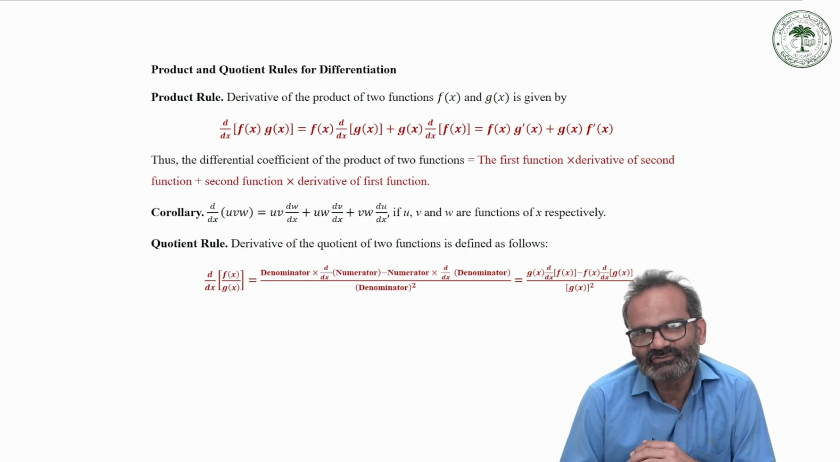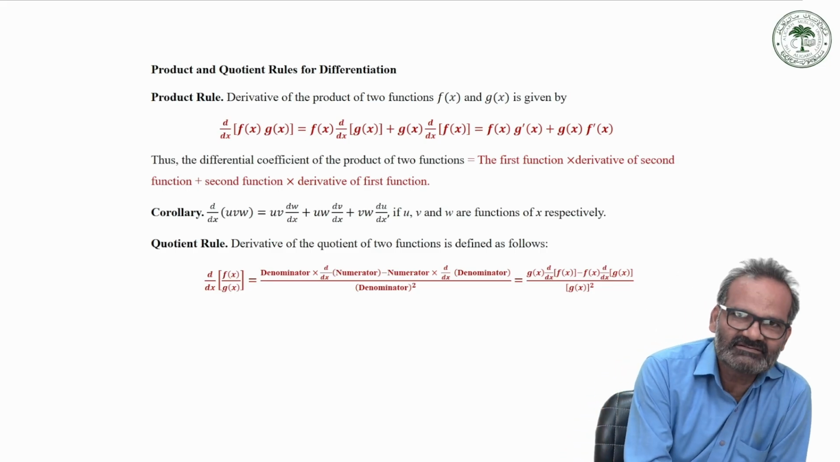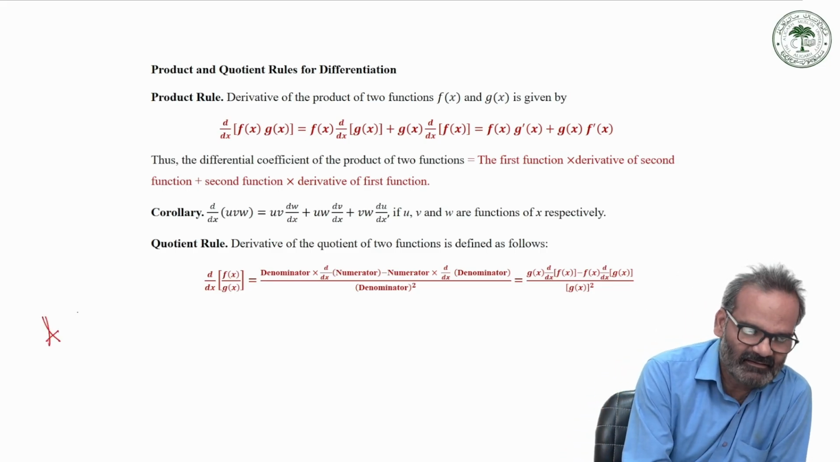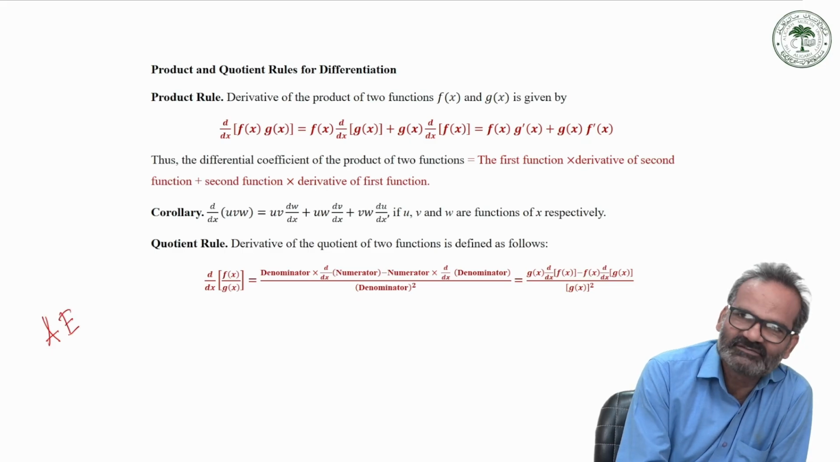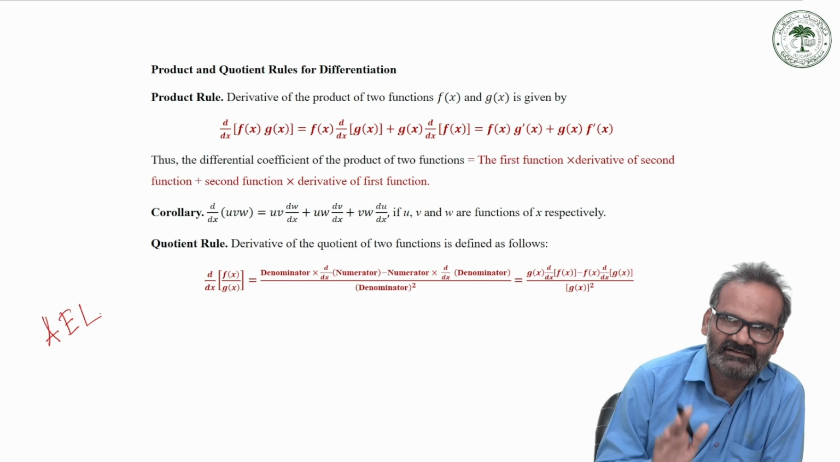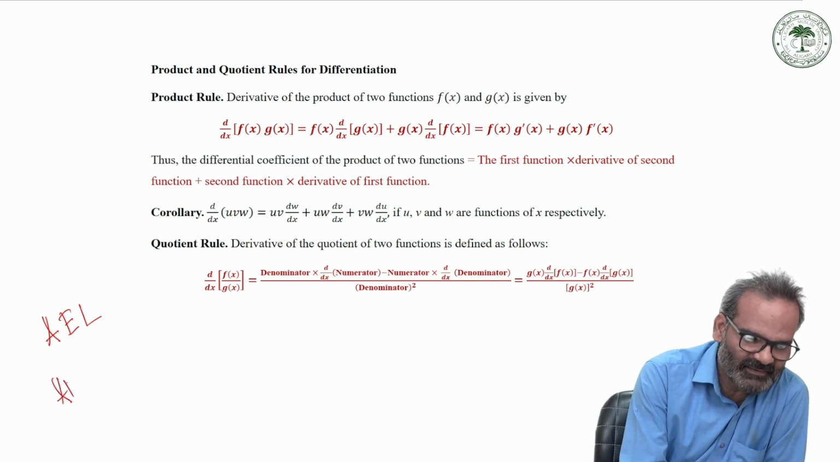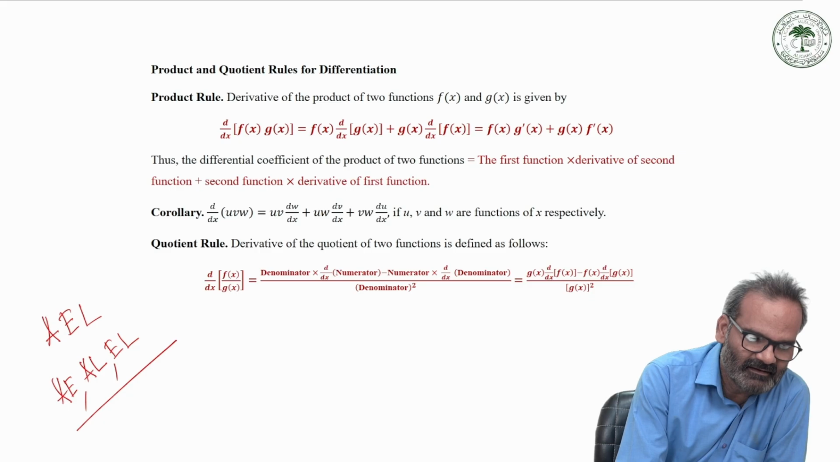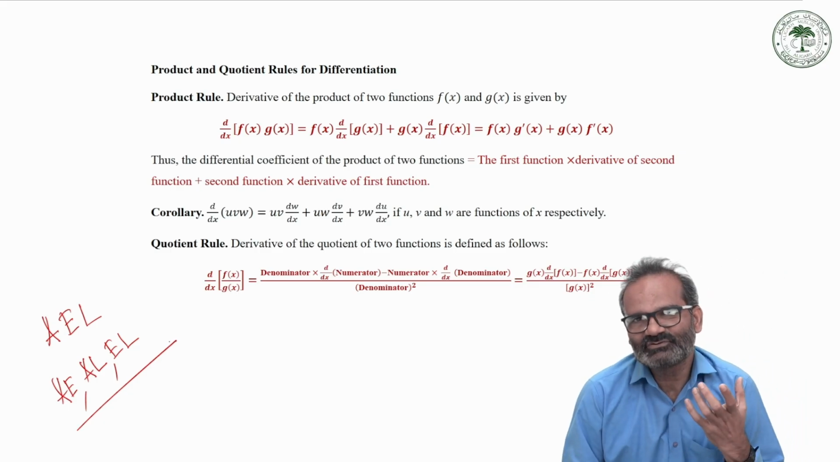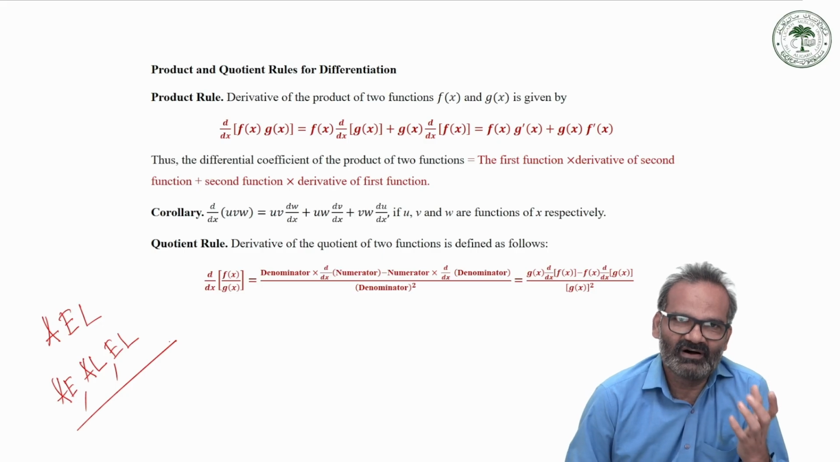The remaining 3 possibilities are what? Say A represents algebraic, E represents exponential, and L represents logarithmic functions, right? So what are the 3 possibilities? Number 1, A multiplied with E, A multiplied with L, and E multiplied with L. So these are the 3 basic possibilities which you can encounter in the product of 2 functions, right?